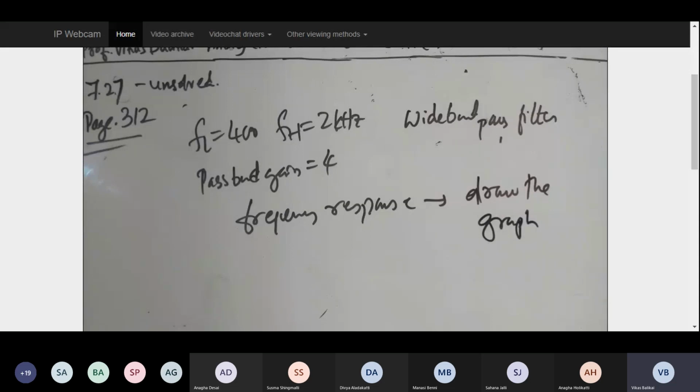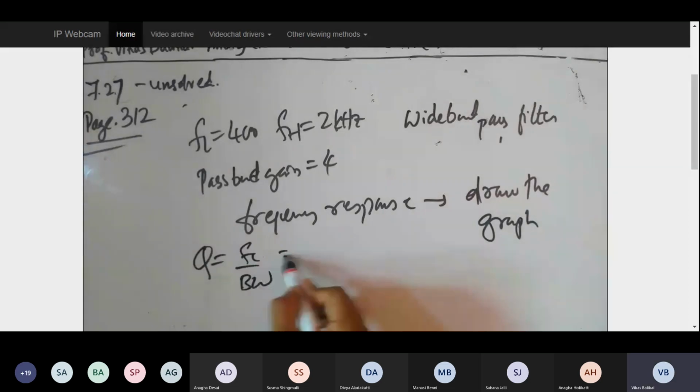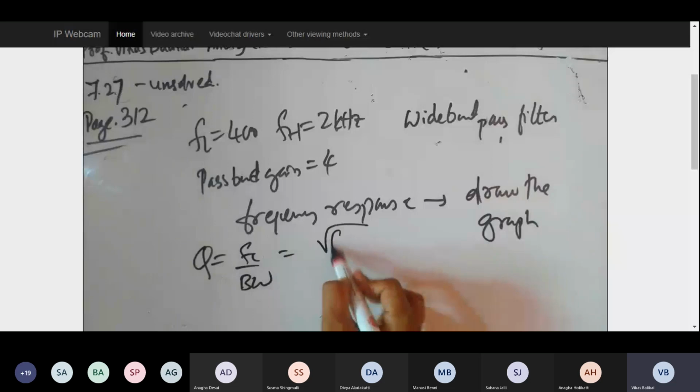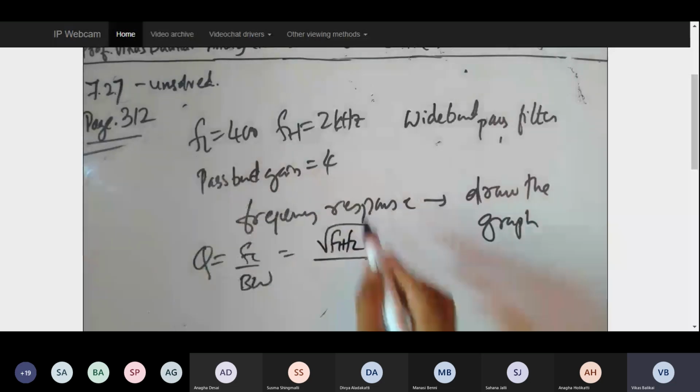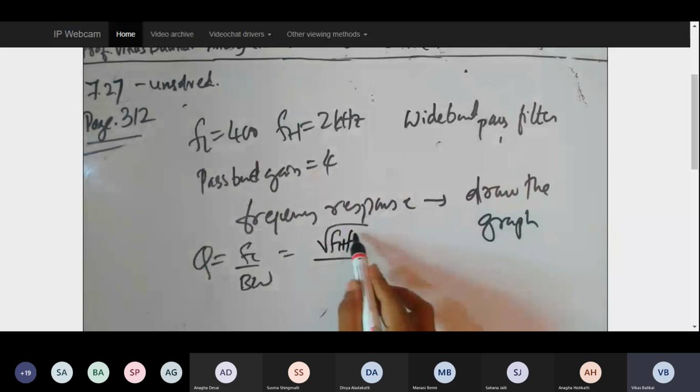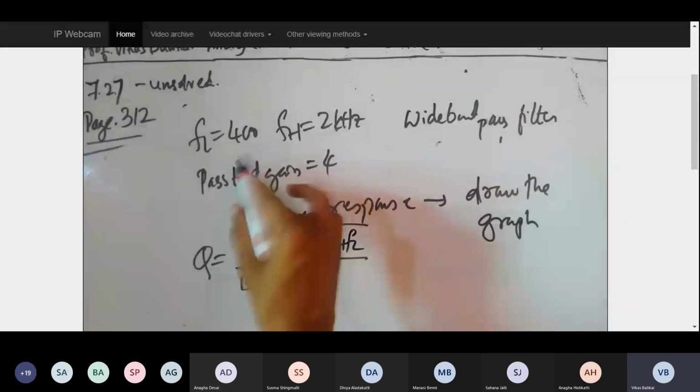Wideband pass filter. So FL and FH, we just figured out. I should be calculating Q, which is FC upon bandwidth. FC is the square root of FH and FL. Bandwidth is the subtraction between FH and FL. So I'll be calculating the square root of FH and FL, and I'll know the bandwidth over here. You get the value of Q.